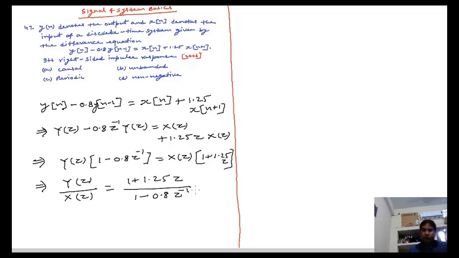Now if we separate these two terms, 1 and 1.25 z, then it will become 1 by 1 minus 0.8 z inverse, plus z multiplied by 1.25 divided by 1 minus 0.8 z inverse. So now it is clear to all of you that it would be 1 by 1 minus 0.8 z inverse plus z into 1.25 divided by 1 minus 0.8 z inverse.